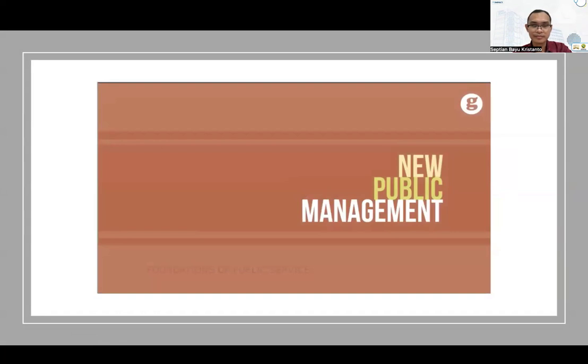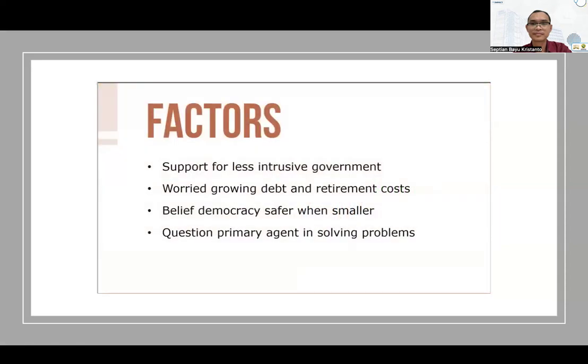A variety of factors began to coalesce in the mid-1980s, calling into question some of the basic assumptions of public administration. First, there was a resurgence of support for less intrusive government that reduced the regulatory and financial burden on individuals and property holders. Second, the call for less government was advanced by those who were worried about the growing debt and escalating retirement costs of state and local government.